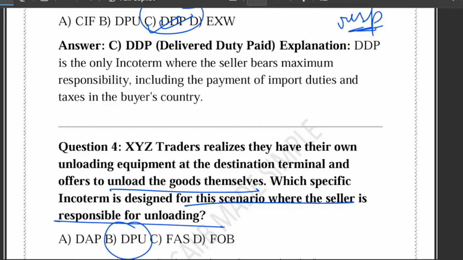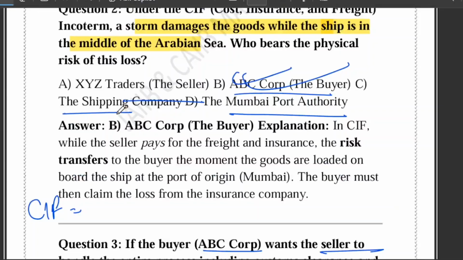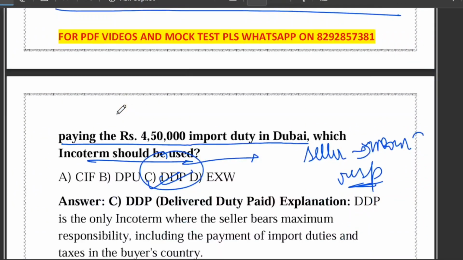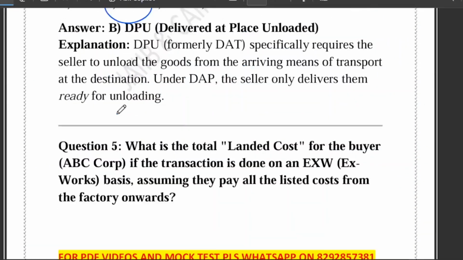That is different from DAP. In DAP, what happens is the seller delivers the goods ready for unloading, but the actual unloading is the buyer's responsibility. In the case of DPU, the seller is responsible for unloading also. And finally, if the seller pays import duty also, that is called the first one, which was DDP, delivery duty paid.